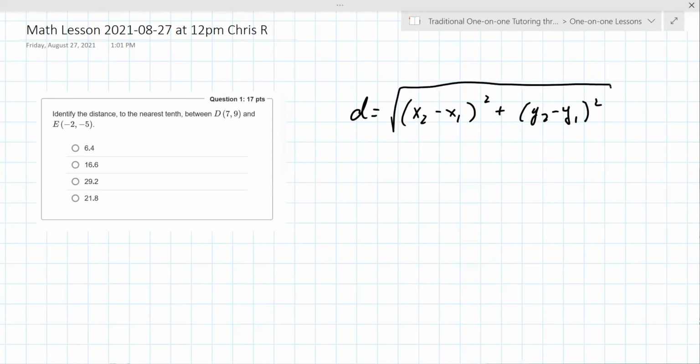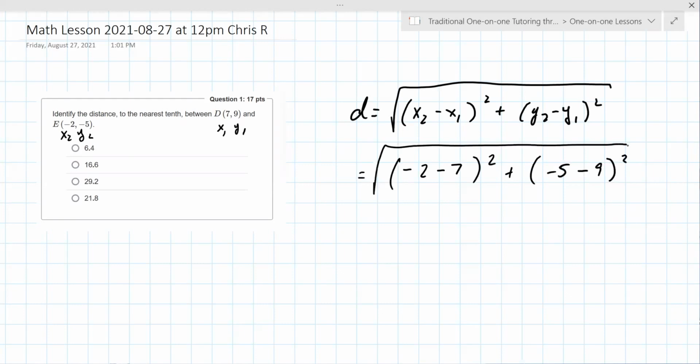Have you seen that before? Yes. Okay, so this is x1 and y1. This is x2 and y2. So we're just putting those numbers into this formula here. So it's -2 minus 7. X2 is -2, X1 is 7, squared. Plus y2, which is -5 minus 9, squared. And then you square root all that.